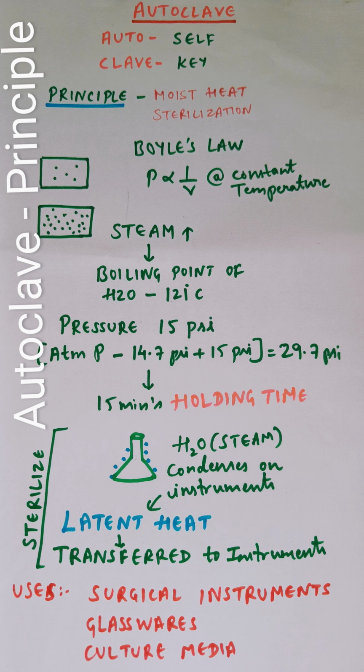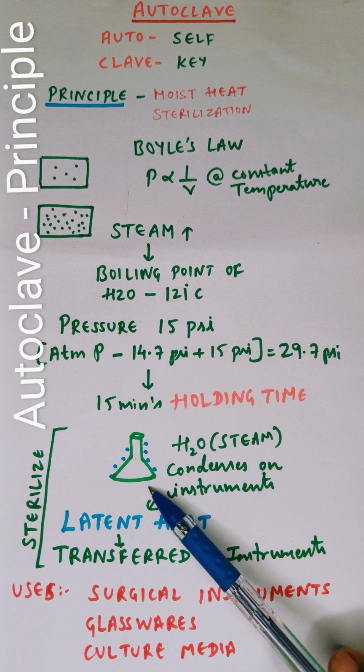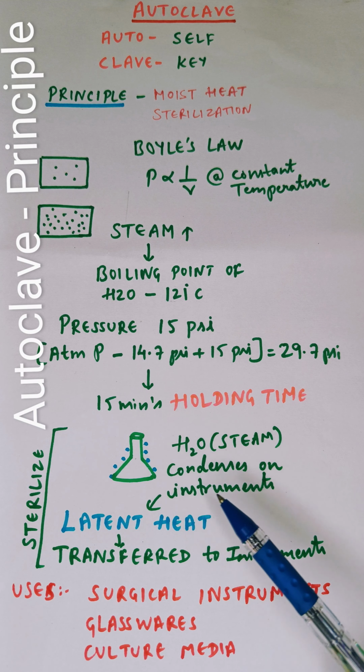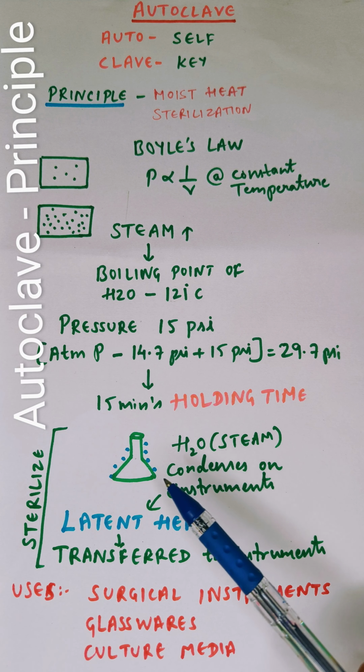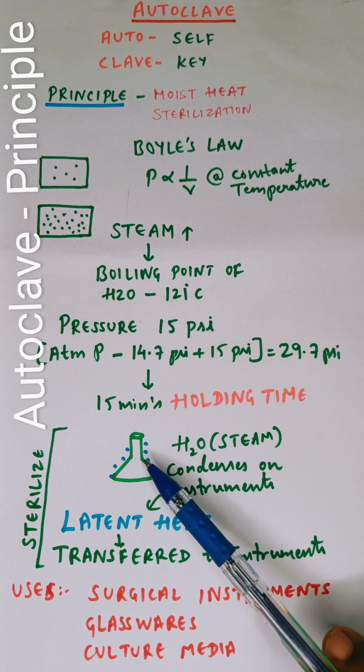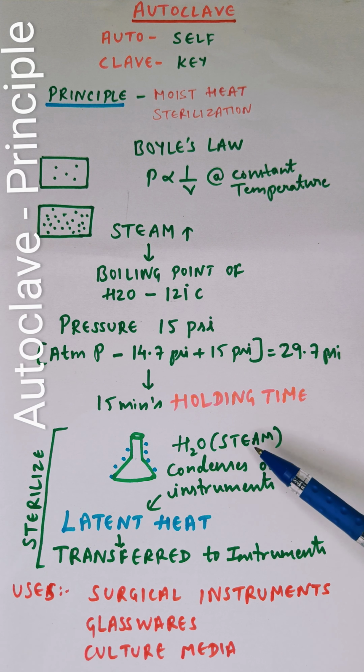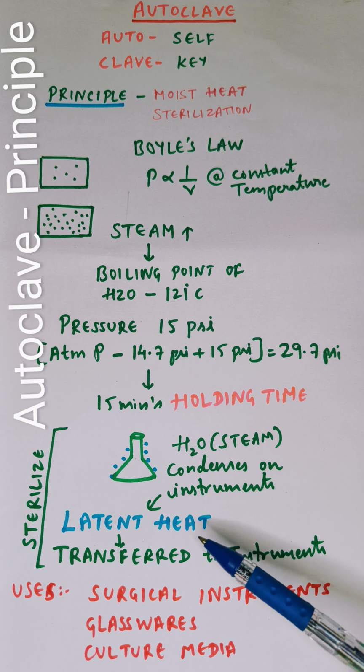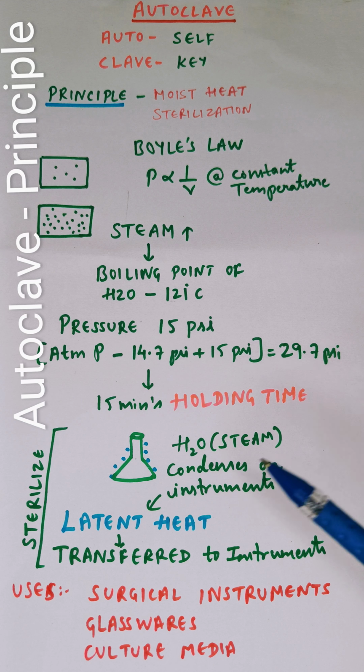So now at this temperature, how does it cause sterilization? Okay, now you have kept all your instruments inside this chamber which need to be sterilized. For example, we'll take a flask. Okay, this needs to be sterilized. Now what happens is this steam or water condenses on this instrument, and steam is hot, right? It has what is called latent heat, and that heat will be transferred to these instruments, and that will be efficient to kill the bacteria, fungi, viruses, spores and all that, right?